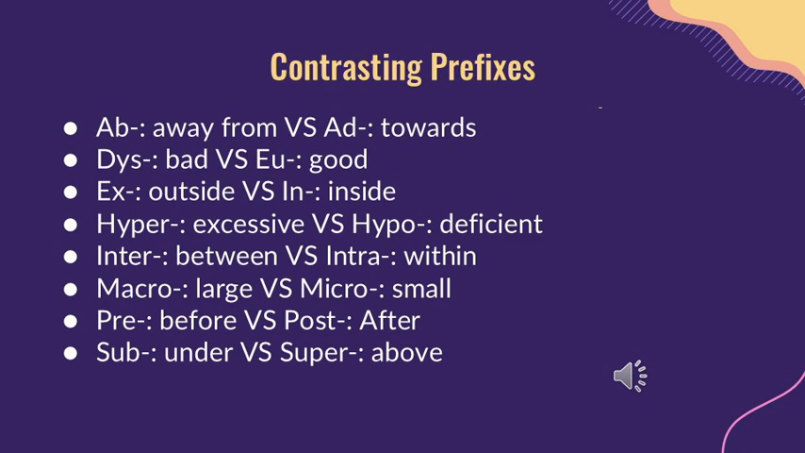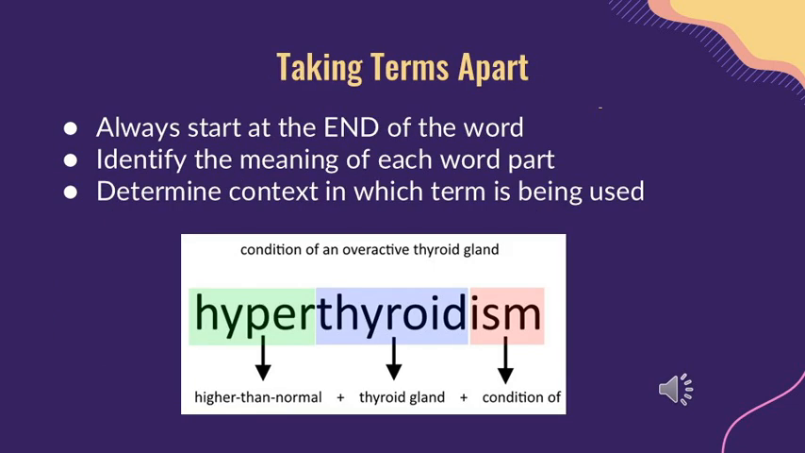Now that we've got the building blocks down, the real skill is in taking these terms apart when you see them in the wild. So we're staring down a scary-looking medical word. What's our play-by-play? The source gives us a solid three-step strategy. First, always start at the end of the word and identify the suffix. That's usually your biggest clue. Then, identify the meaning of each of the word parts as you work your way backwards. Finally, think about the context in which the term is being used to make sure the overall meaning makes sense in that situation. Start at the finish line, work your way to the start, and keep the big picture in mind.